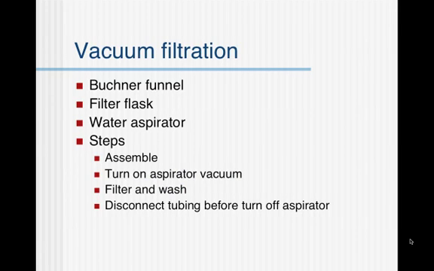If the solid is the material you want, however, you're going to want to do a vacuum filtration. A vacuum filtration uses a Buchner funnel, a filter flask, typically a water aspirator to create vacuum. What you'll typically do is you'll assemble the apparatus, turn on the vacuum aspirator, do the filtration through the Buchner funnel, wash the isolated solid with some more solvent, and then disconnect the tubing before you turn off the aspirator. If you turn off the aspirator first, sometimes the water going through the aspirator will back up. You don't typically want that to happen.